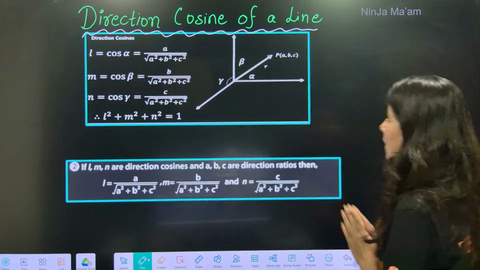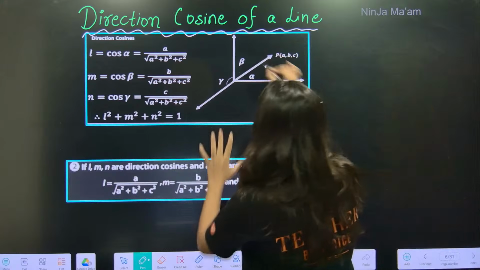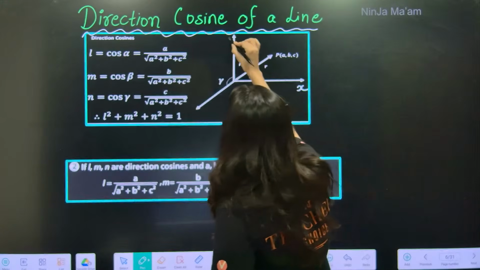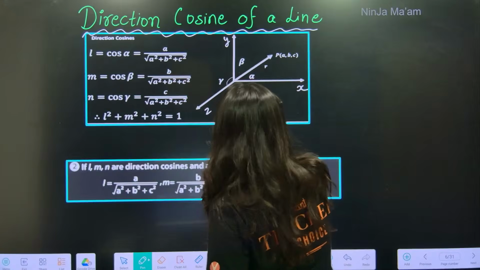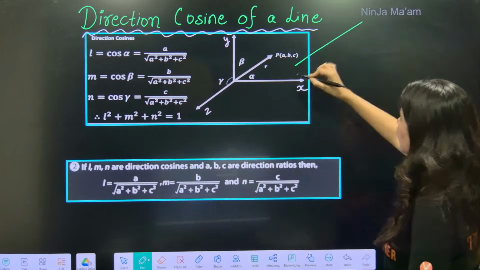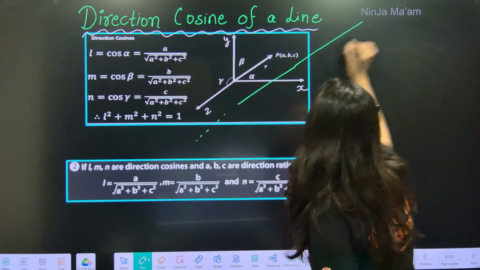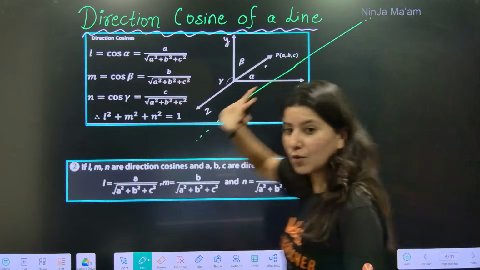Now, suppose there is a line. So, this is your x-axis. This is your y-axis. This is your z-axis. And suppose you have a line in 3-dimensional space. This is your line. This is not a line segment. This is infinitely spread. This is your line. Correct?